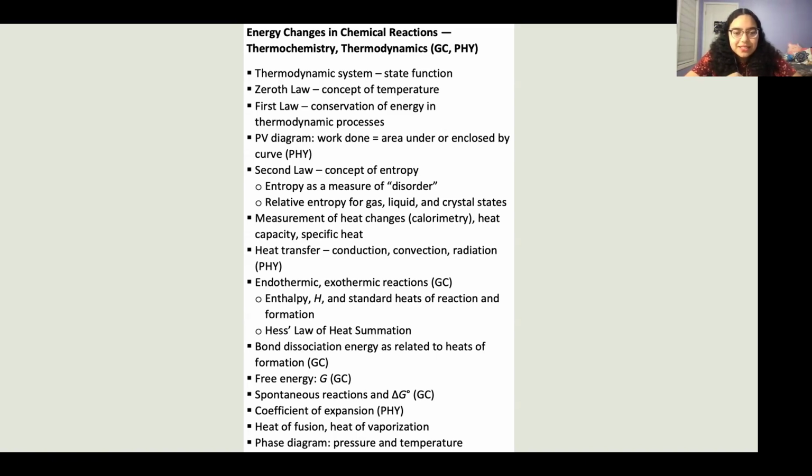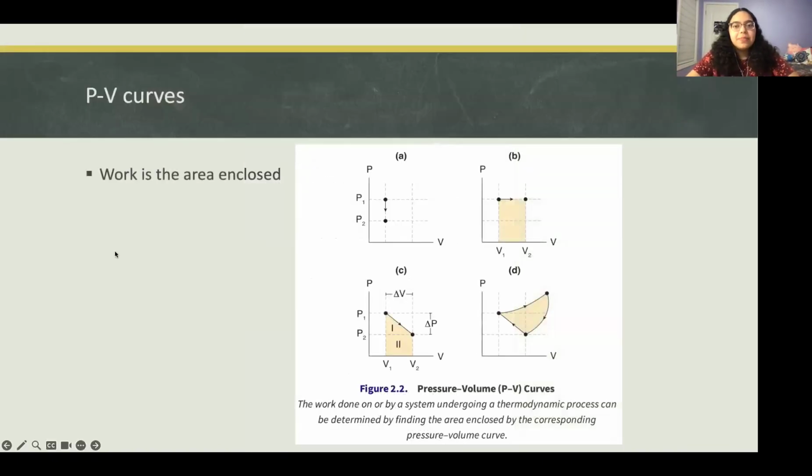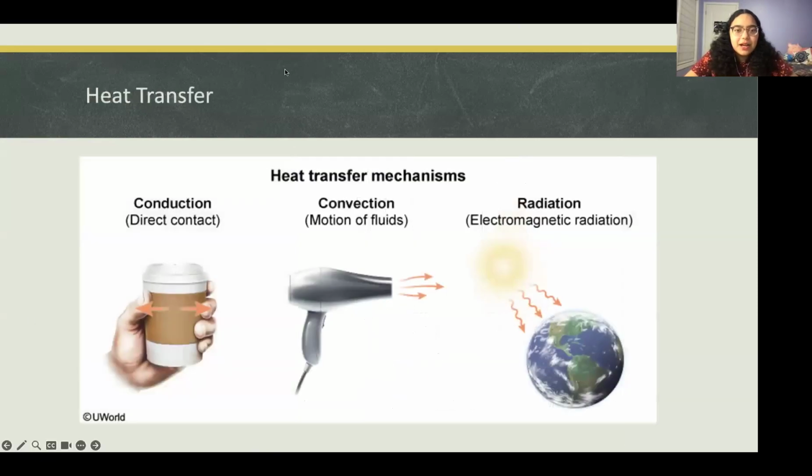The main thing that's physics out of here are the coefficients of expansion and PV diagrams. So that's what I have in the slides. For a PV curve, it's good to know: pressure-volume curve, work is the area enclosed. There are different ones in these four examples here, but you would want to look at that yellow area to see what the work done is. So it's good to know that those curves enclose that.